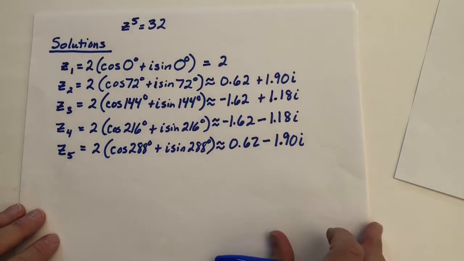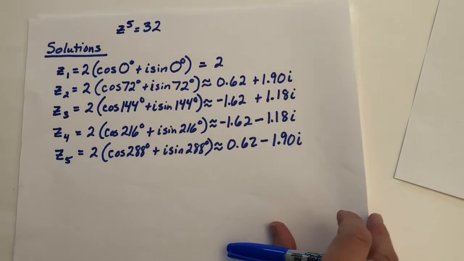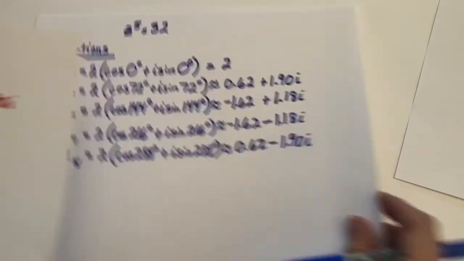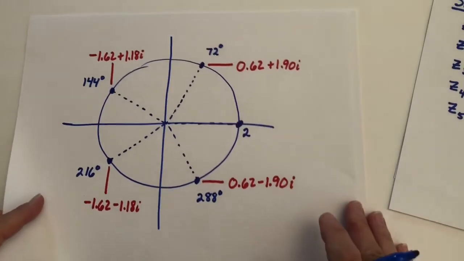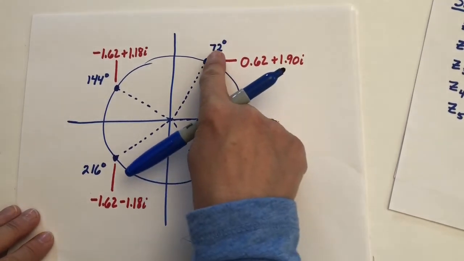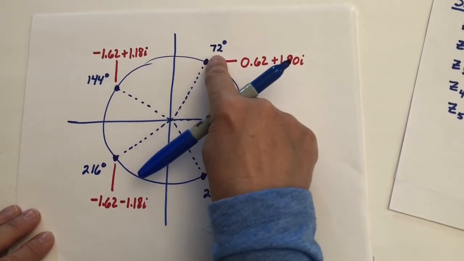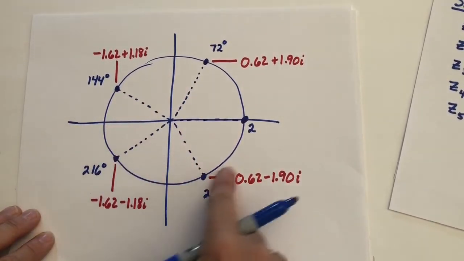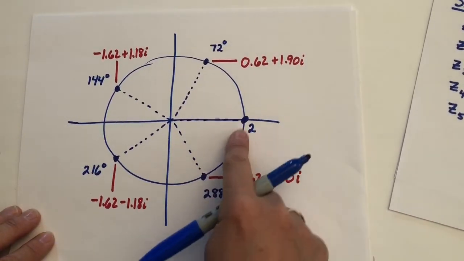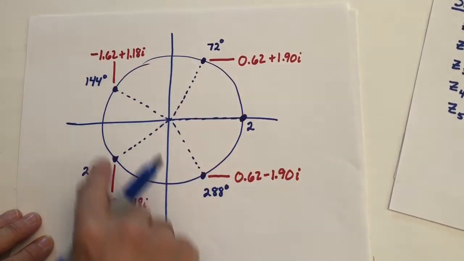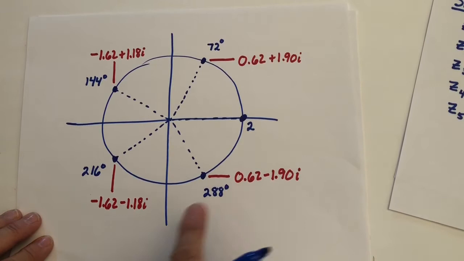I want to also show you this. Here's a picture of these numbers on the complex plane. Here is the 2. Here is the number that had an argument of 72 degrees, then 144. Notice they are equally distributed around this circle with radius 2. And these are our complex numbers that are the fifth roots of 32.